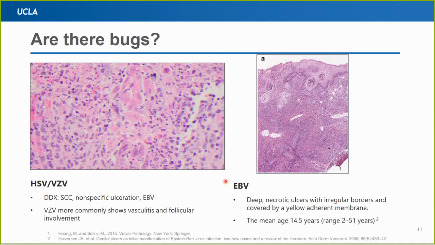EBV can be a clinical mimic of HSV because it often presents as ulcers, and the histopathologic findings can also overlap with HSV. When you have an ulcer from a patient with mononucleosis-like symptoms, or the ulceration is present in a patient without a history of sexual activity, EBV can be suspected and serologies may be recommended.